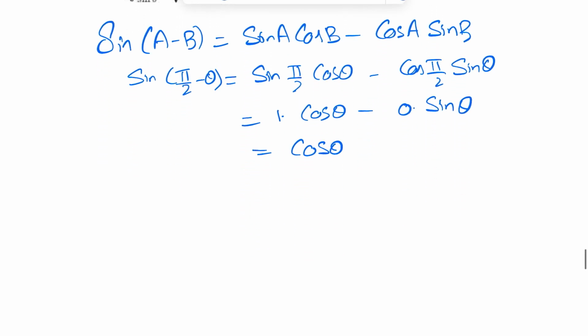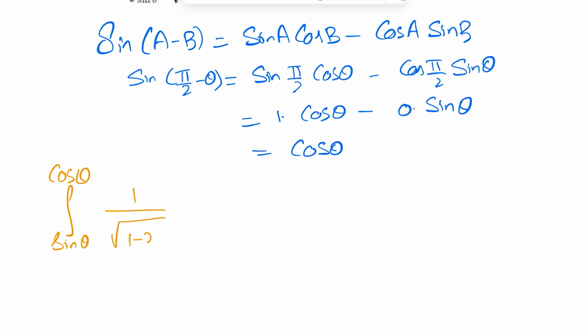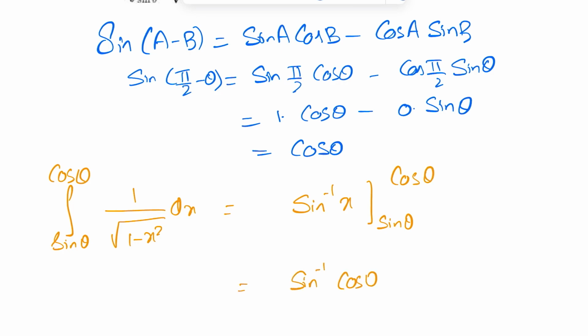Now the integral of this one. The integral from sine theta to cos theta of 1 upon square root of 1 minus x square dx. This is from the formula booklet. It is sine inverse of x from sine theta to cos theta. Apply the upper limit: sine inverse of cos theta minus sine inverse of sine theta.